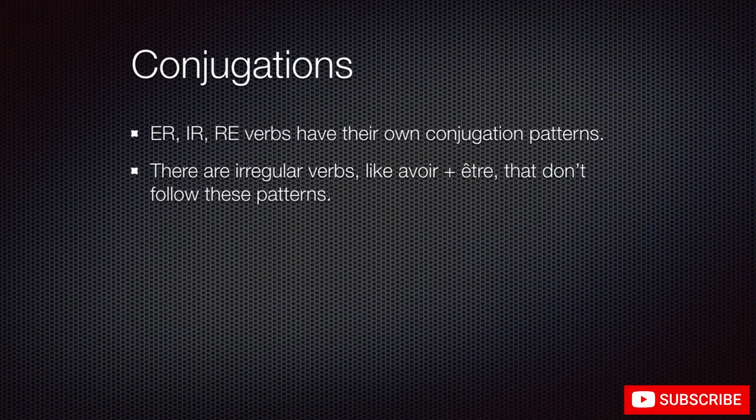Each of the three groups, the ER, IR, and RE verbs, have their own conjugation patterns. And of course, there are irregular verbs like avoir and être that we've already learned that don't follow these patterns and that you'll need to learn separately.